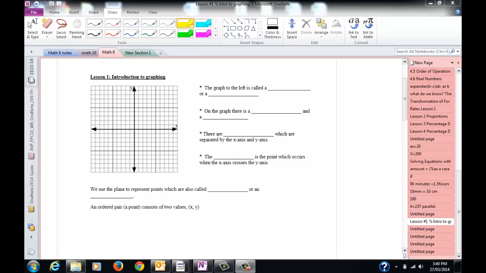Today is the first lesson in our graphing unit. So we're going to start by just looking at our graph. I'm highlighting it here. It's on the left-hand side. And there's some things that we need to know about it. So the graph on the left is actually called a coordinate plane.